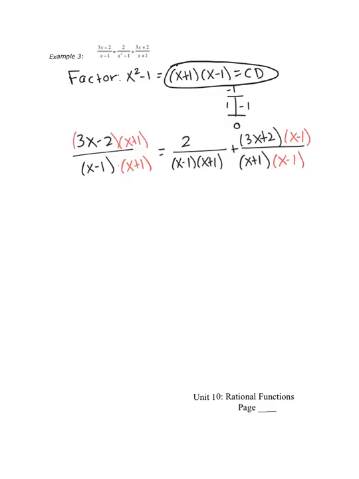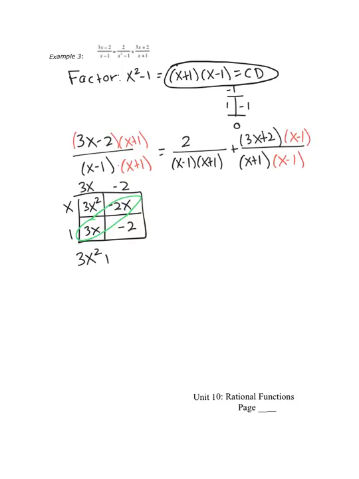Okay. Now, in order to multiply our first fraction together, I'm going to use box method. So I've got 3x minus 2 times x plus 1. 3x squared, negative 2x, 3x, negative 2. Combine your like terms here. So this gives me 3x squared plus x minus 2 over x minus 1, x plus 1. Second fraction, don't have to touch it.